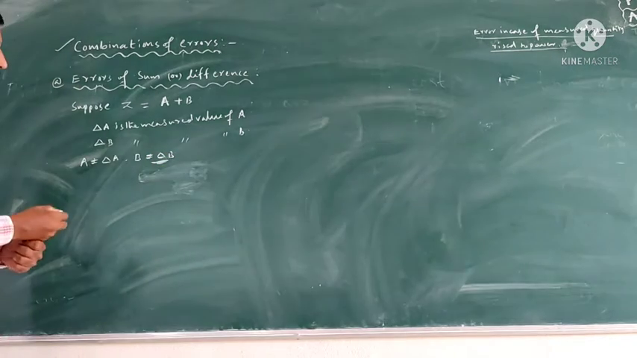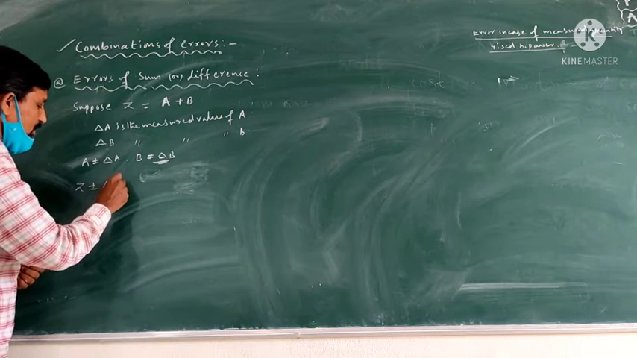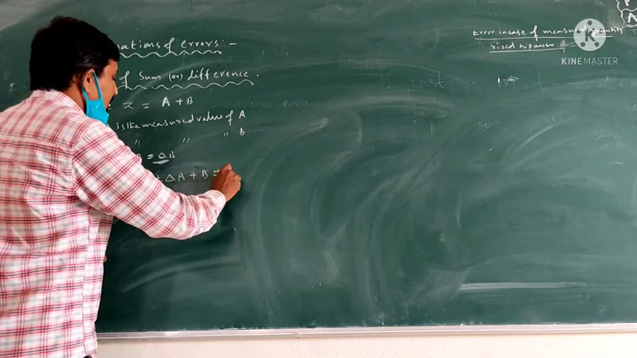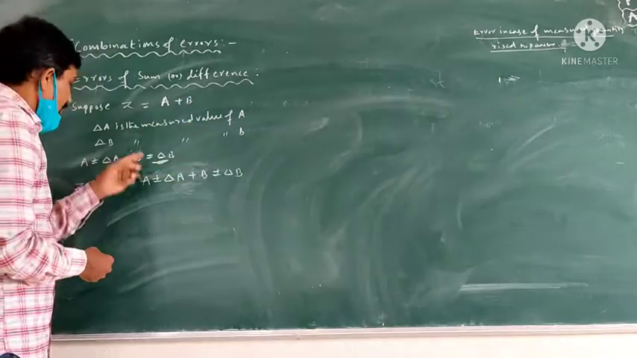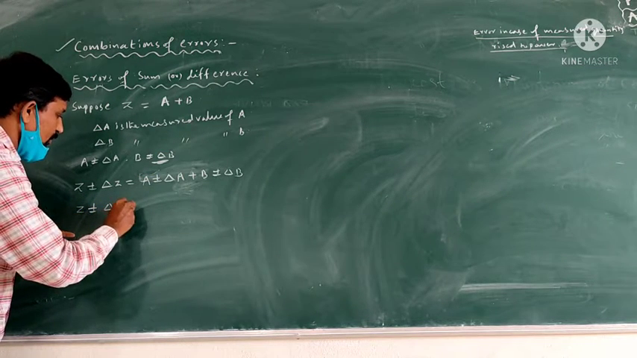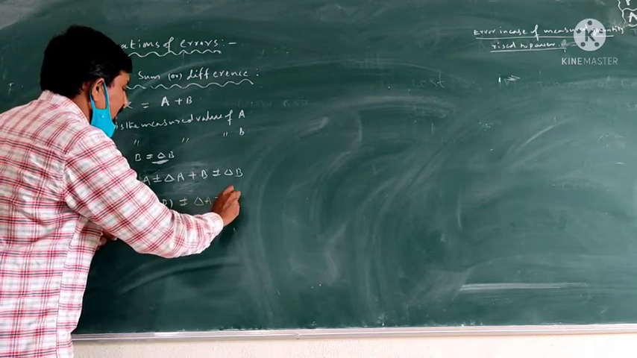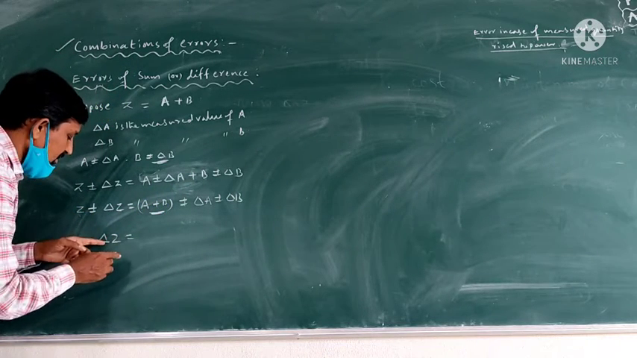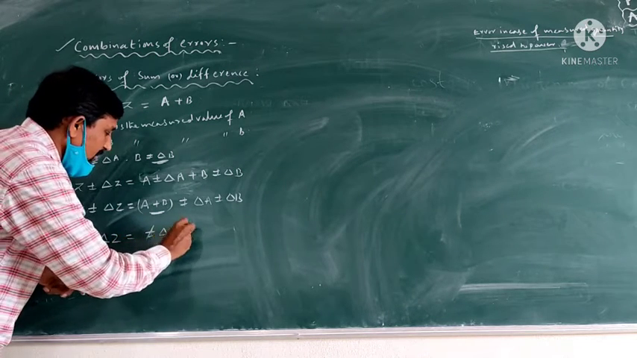So the absolute error in the Z quantity, Z plus or minus delta Z, is equal to A plus or minus delta A and B plus or minus delta B. Delta A and delta B are the absolute errors of A and B. So Z plus or minus delta Z is equal to A plus B, plus or minus delta A, plus or minus delta B. Here A plus B is equal to Z, so the equation may be written as delta Z is equal to plus or minus delta A plus or minus delta B.